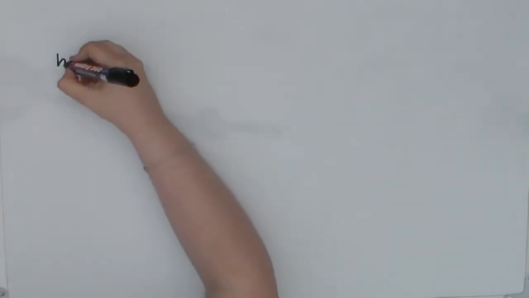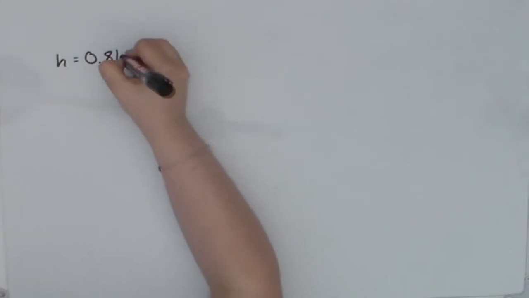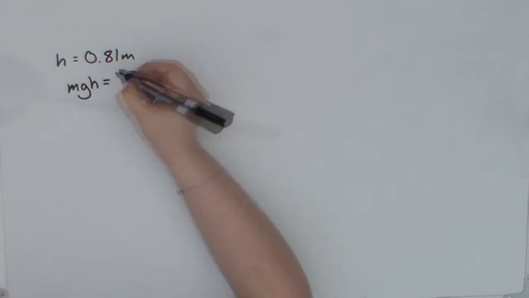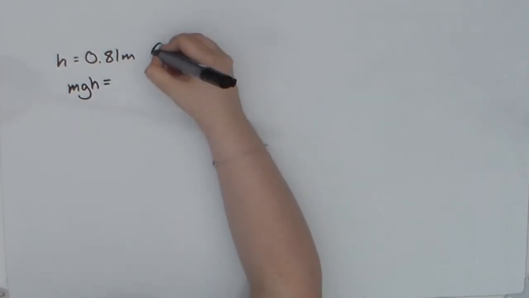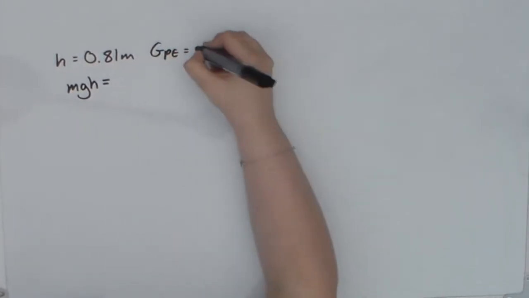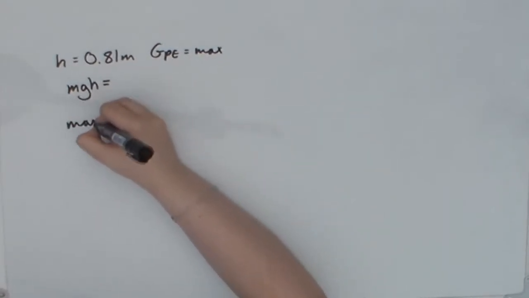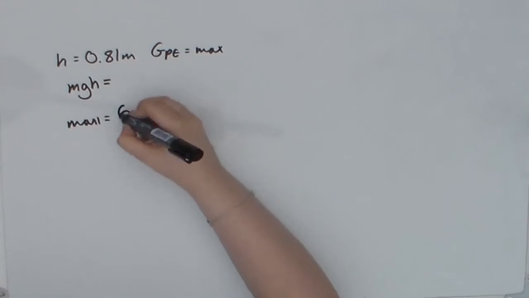So, when Falcon is punched, he reaches a maximum height of 0.81 meters. In the instant he hits his maximum height, his vertical velocity is 0. This means that his gravitational potential energy is at its maximum. Using the equation energy equals mass times acceleration due to gravity times height, we can calculate this maximum.